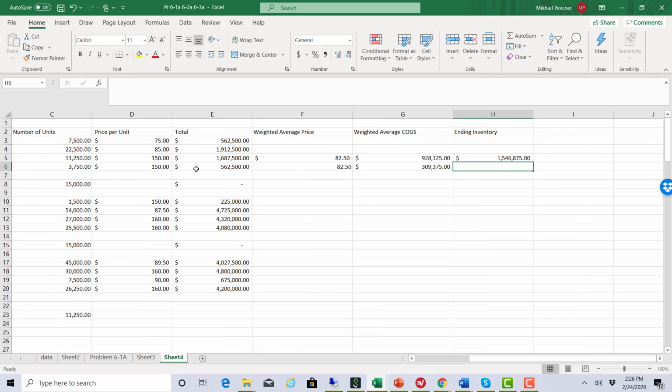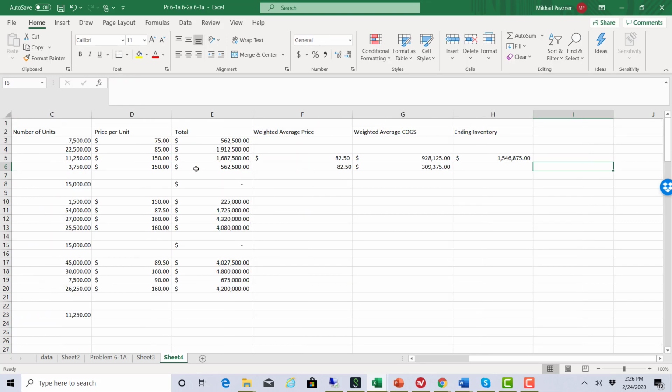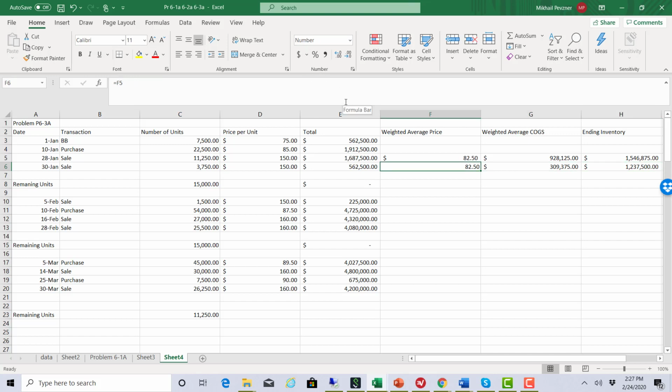All right, and ending inventory, of course, is the number of remaining units, which in this case is 7,500 plus 2,250 minus these two, multiplied by the average cost. So the ending inventory is 1,237,500.